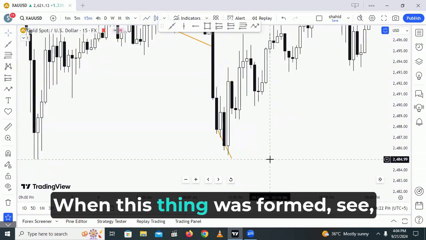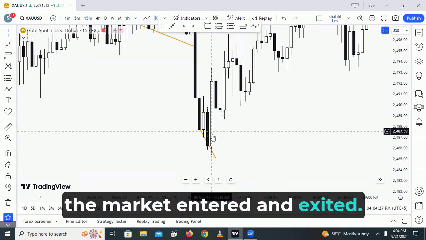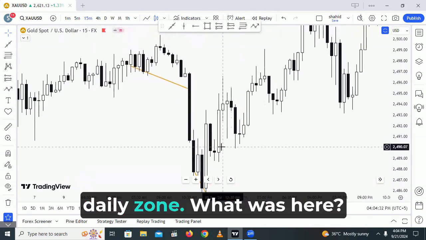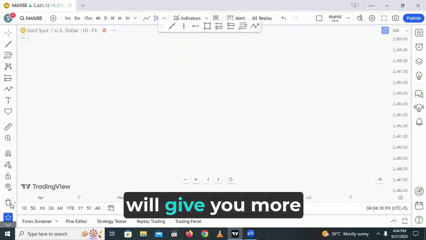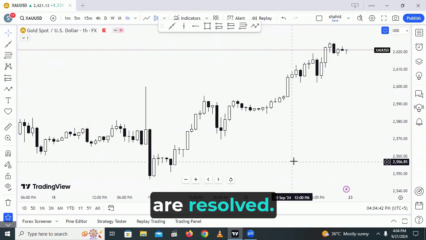When this thing was formed, see, the market entered and exited. Look here, it came exactly on this wave and the market exited from the daily zone. What was here? The daily zone was below, so it wasn't there. Now we will give you more examples so that your questions are resolved.